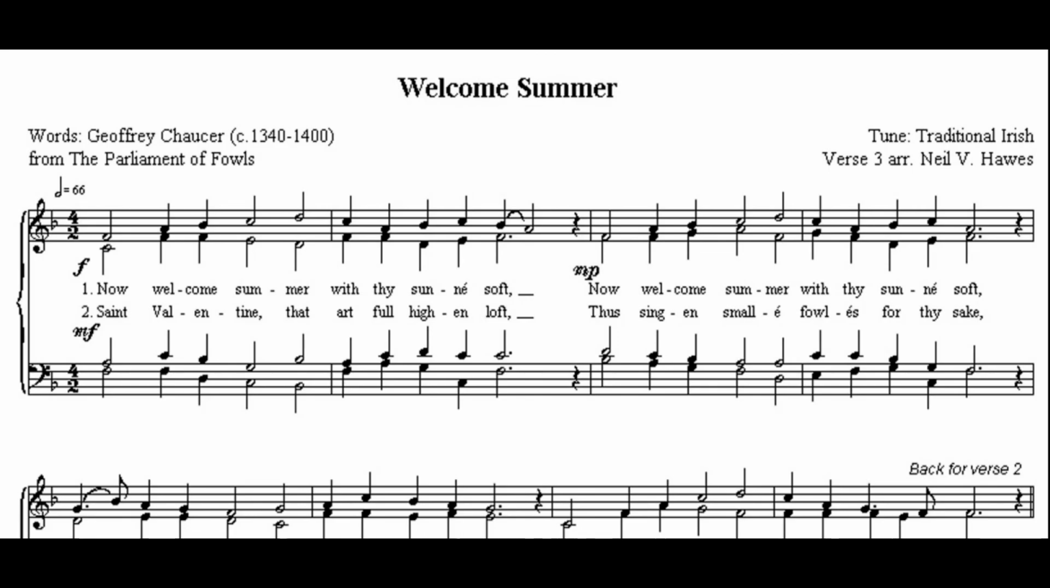This is examples of music from Module 17. Module 17 introduces us to SATB writing: soprano, alto, tenor, bass. And here's the setting of a traditional Irish tune called Welcome Summer, written in the SATB format.